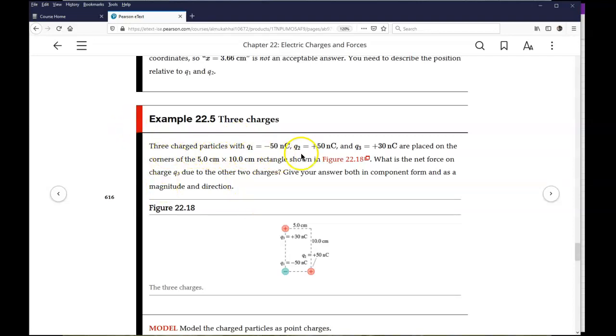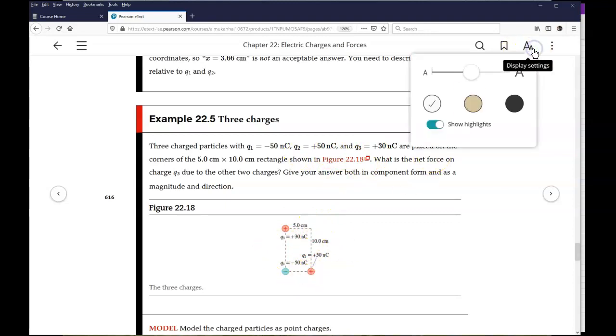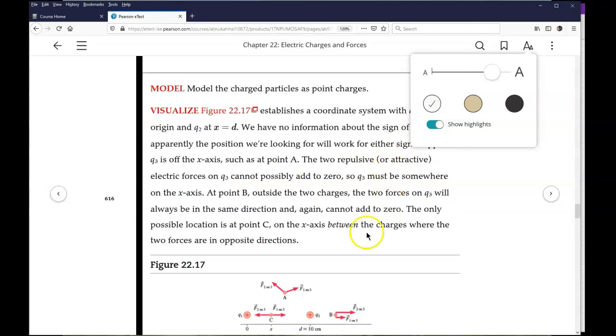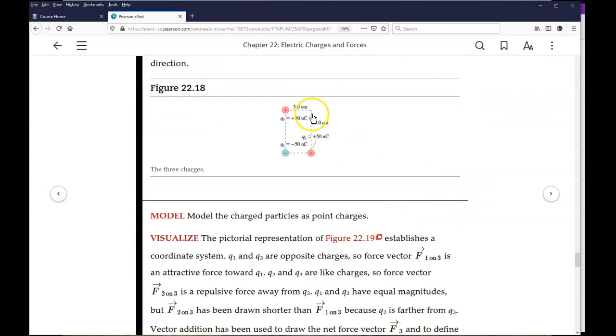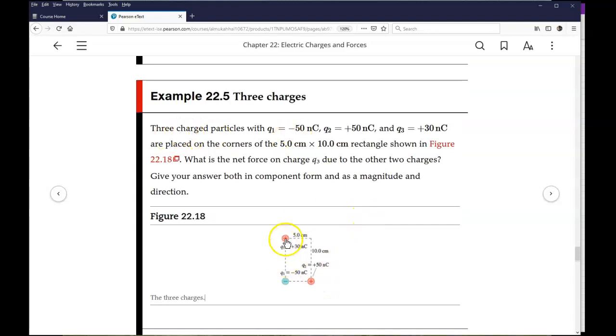It says three charged particles Q1, Q2, and Q3. Here they are right there. Let me make it a little bit bigger. Q1 is negative 50 nanocoulomb, Q2 is positive 50 nanocoulomb, and Q3 is positive 30 nanocoulomb, placed on the corners of a 5 by 10 centimeter rectangle. What's the net force on charge Q3, this one, due to the other two charges? Give your answer both in component form and in magnitude and direction form. This one is a little bit meaty, so pay attention.